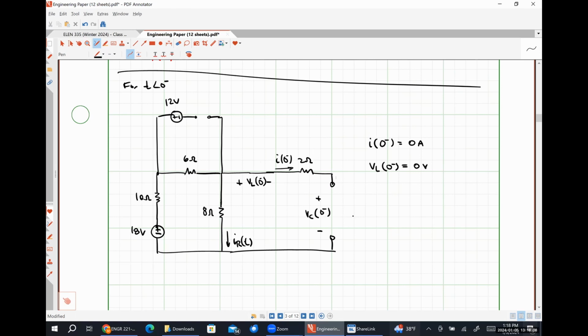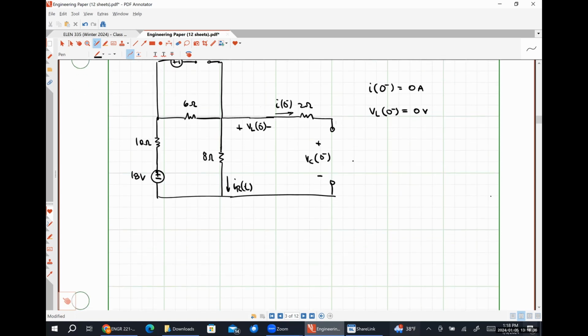Can't we just use voltage division? So there's no voltage drop across this 2 ohm resistor, which means VC is the voltage drop across this 8 ohm resistor right here. The only voltage source that's actually connected is the 18 volt source. So I think VC should be 18 times 8 over these three added together. No nodal, no mesh, just good old school voltage division because it should work.